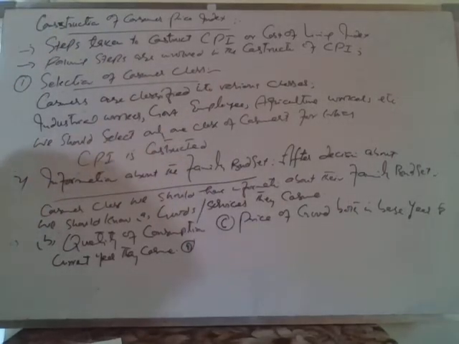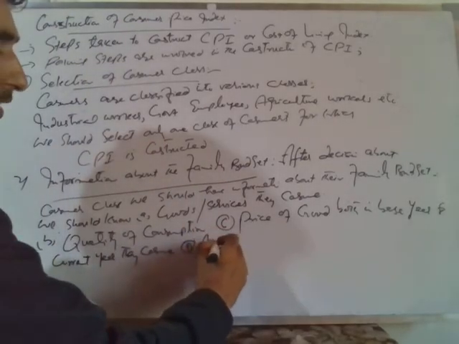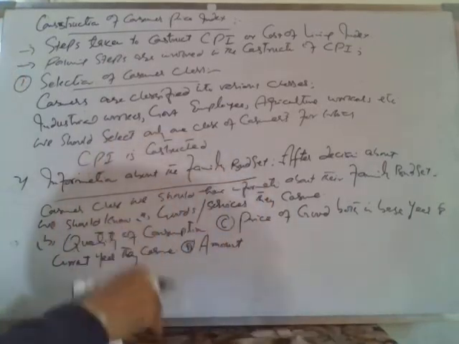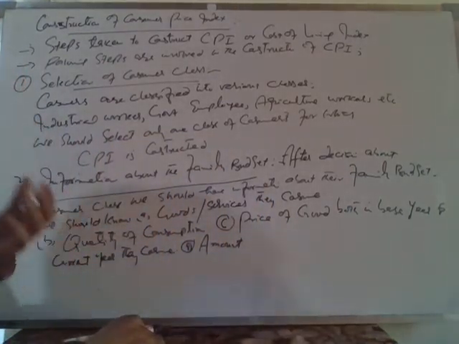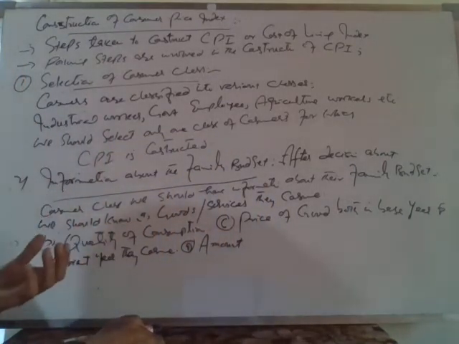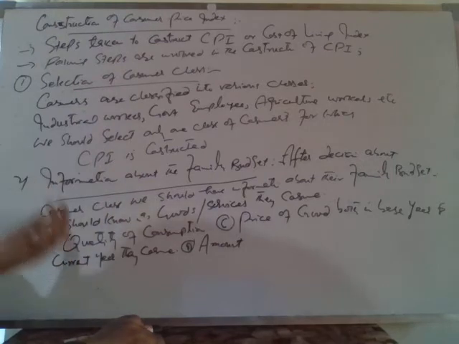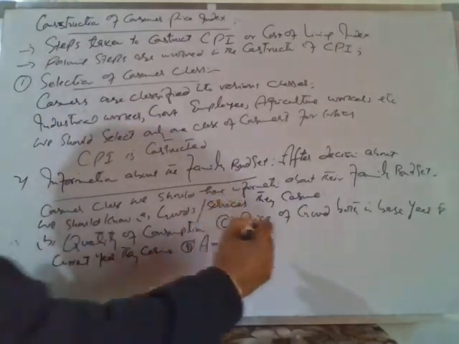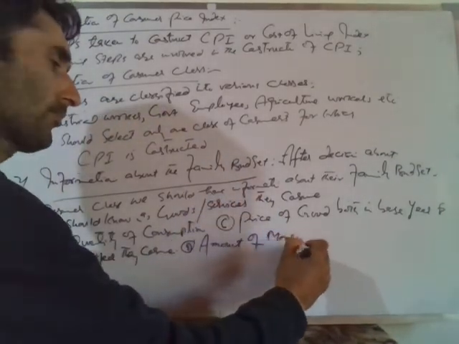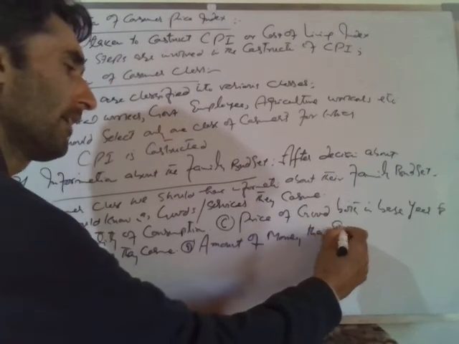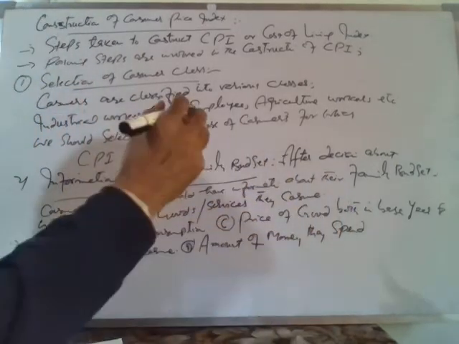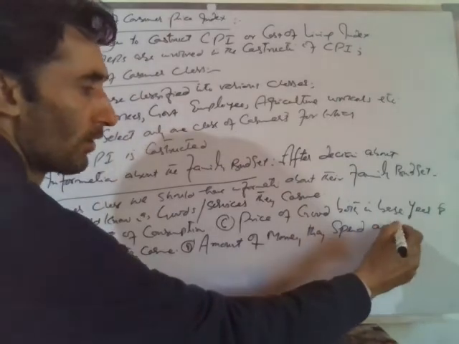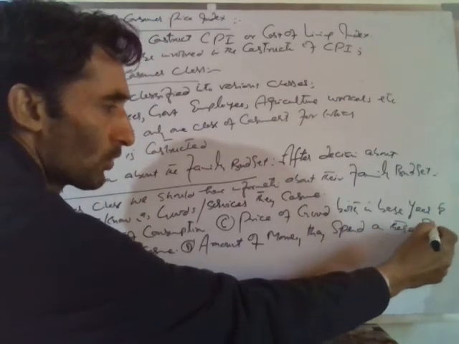D, we must know the amount of money they spend on these goods and services, that is total expenditure on different goods, and how much expenditure they made on different sets of goods, the amount of money they spend on these goods.